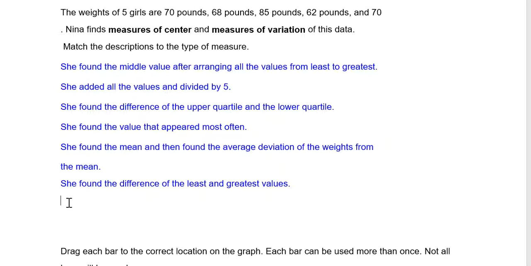She found the difference of the upper quartile and the lower quartile. Well, here's a little hint. Anything that has to do with deviations, quartiles, percentiles, or anything like that is always a measure of variation. So since she found the difference of the upper quartile and the lower quartile, she's finding a measure of variation.